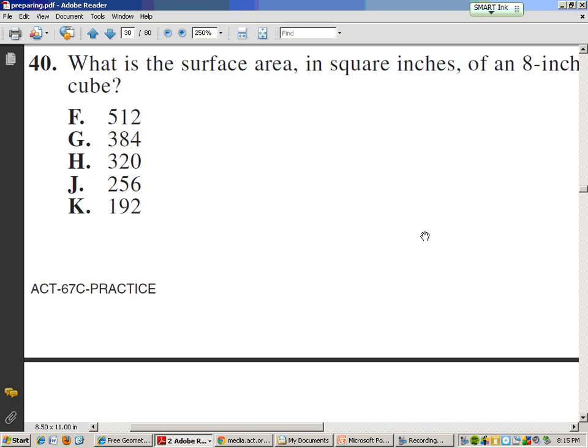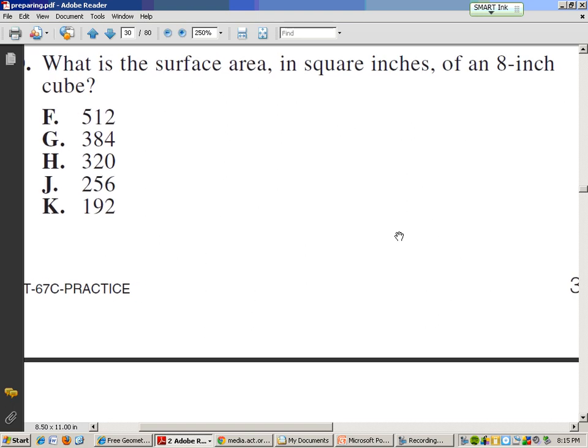What is the surface area in square inches of an 8-inch cube? All right, so surface area is going to be the sum of all the areas. I don't really have to draw it out. I could do two things here. I could, one, draw out that there's going to be one face. It's going to be 8 inches by 8 inches. But there's 6 of those to make a cube. Boom. 8 times 8 times 6. Is that going to be 384 or something?